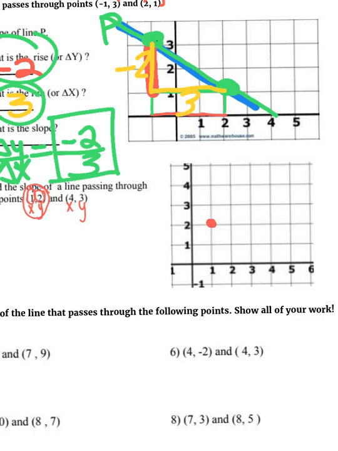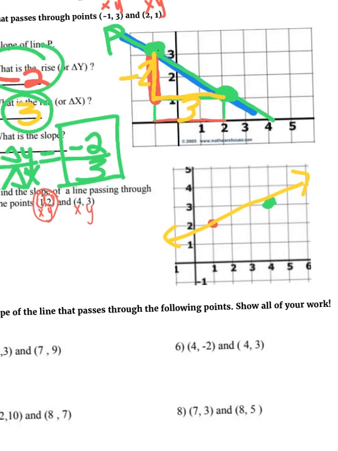My second point is 4, 3. So I'm going to go to the right 4 and up 3. So this is my second point. And I want to know what is the slope of the line that passes through these 2 points. What is the slope of this line? So let's figure that out.